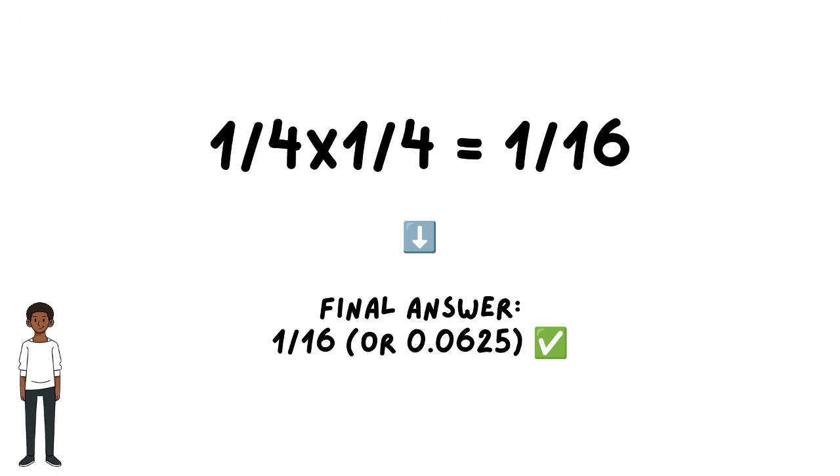That gives us 1 over 16, or in decimal form, 0.0625. So our true final answer is 1 over 16.